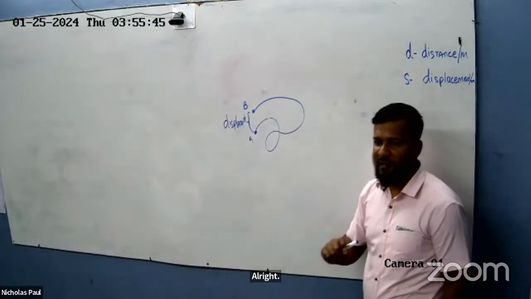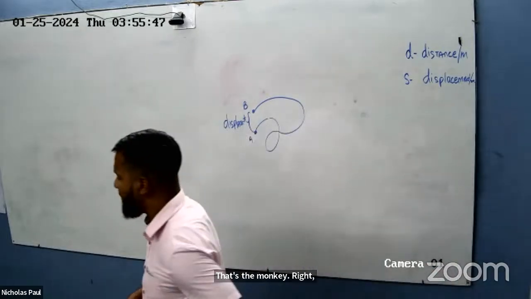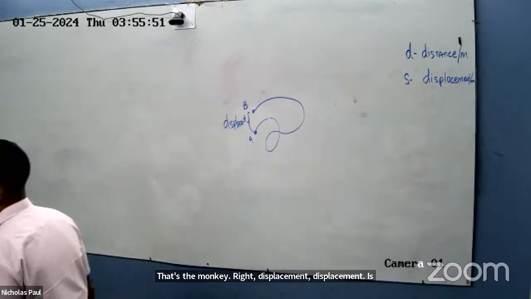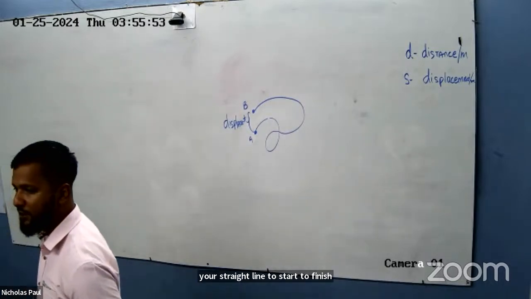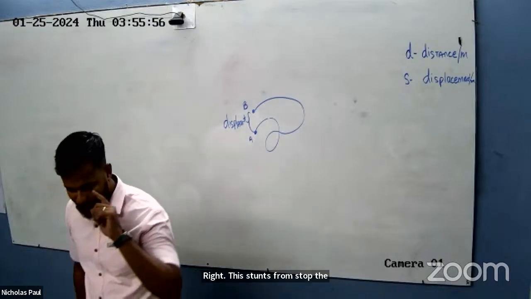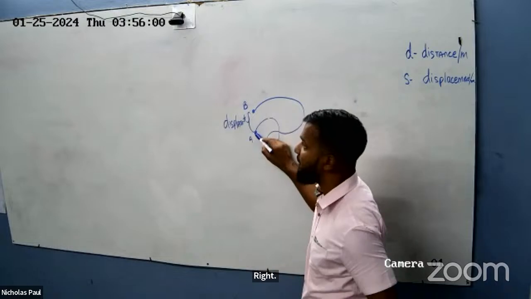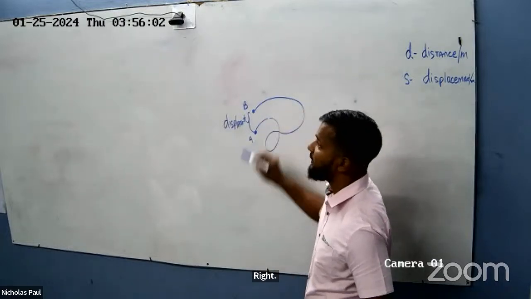Displacement is your straight line distance from start to finish. So here to here is the displacement, and this whole distance is your distance.